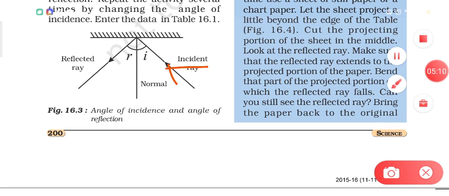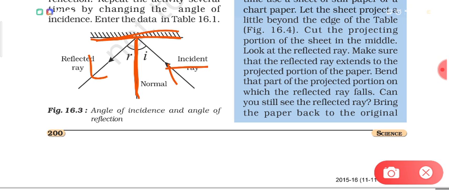This line represents the incident ray, this is the reflected ray, this is the mirror, and this line which you have drawn is perpendicular to the line representing the mirror. So this line is called the normal. This line is called the normal at the point of incidence on the mirror.